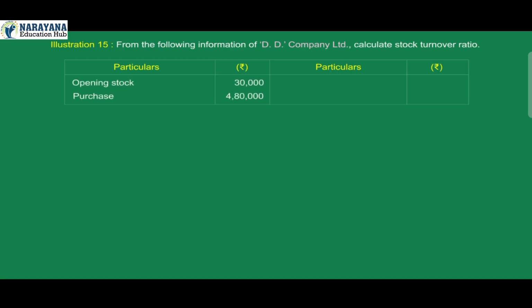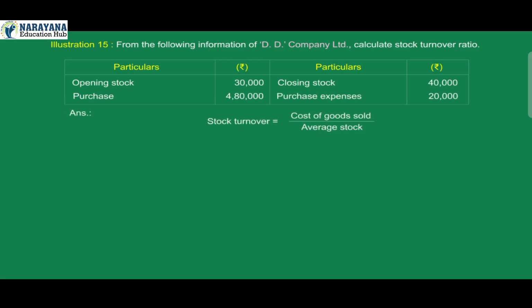Illustration 15. From the following information of DD Company Limited, calculate stock turnover ratio. Particulars, rupees: Opening stock 30,000. Purchase 4,80,000. Closing stock 40,000. Purchase expenses 20,000. Answer: Stock turnover is equal to cost of goods sold divided by average stock.